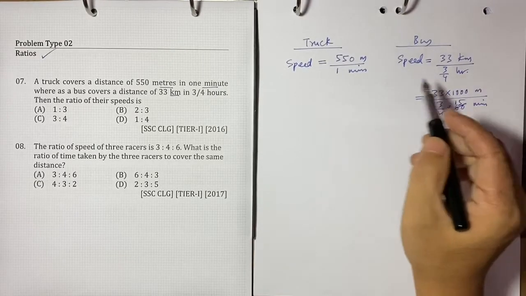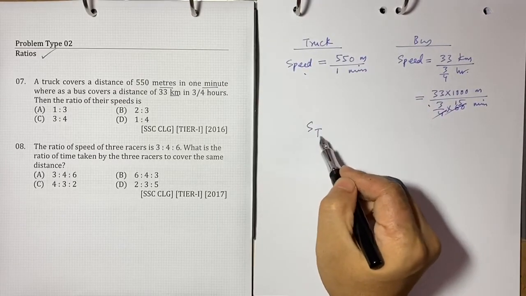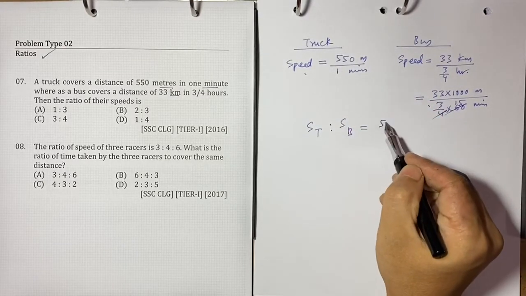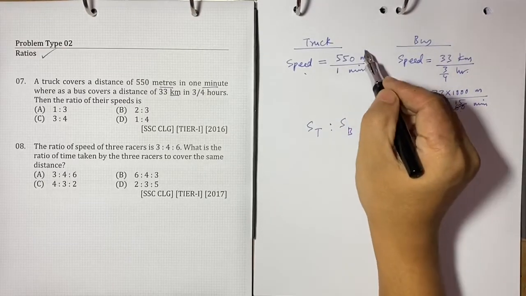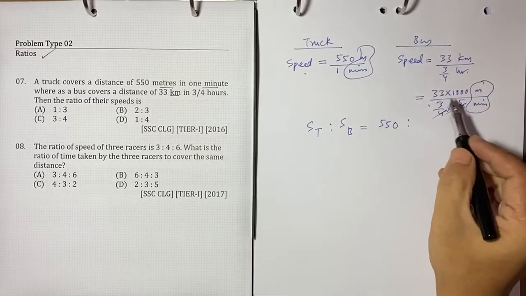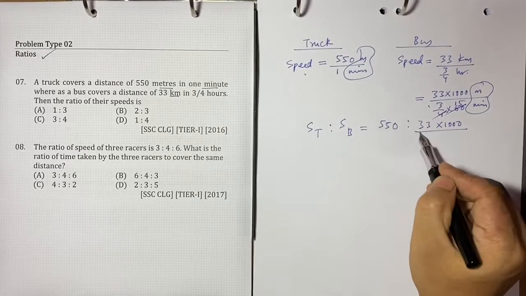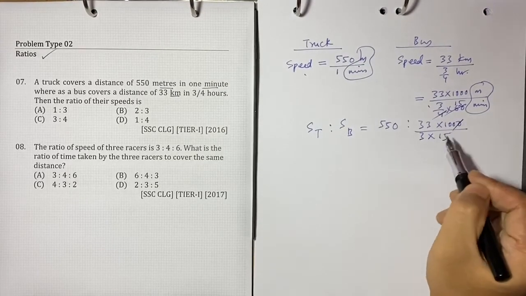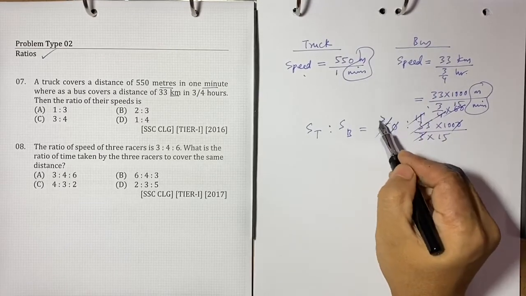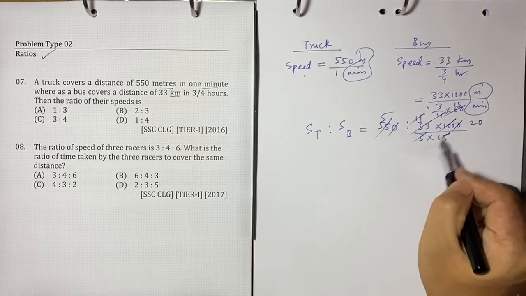Question: find the ratio of the speed of truck to the speed of bus. Speed of truck is 550. Calculation: 33 into 1000 divided by 3 into 15 0. Cancel, this will be 11. Cancel, this will be 5. So cancel, this will be 20 and this will be 3.